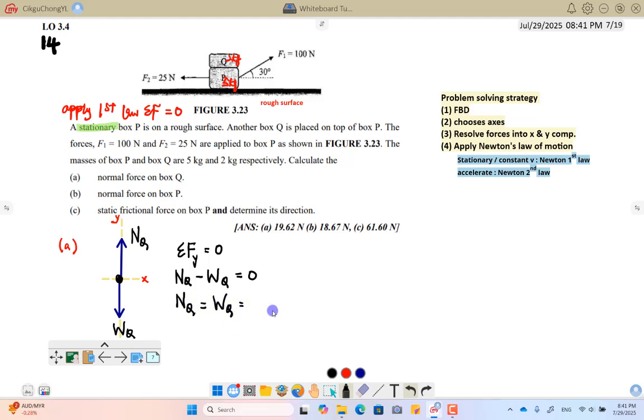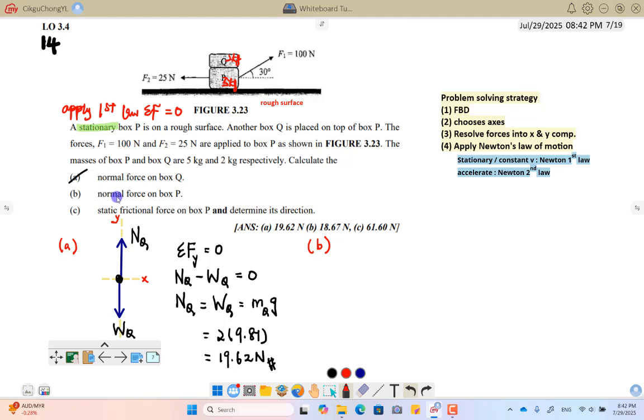So how do we calculate the weight? Weight will be the mass of box Q multiplied by g. The mass of box Q is 2 kg, and g is 9.81. So we will get the normal force acting on box Q as 19.62 Newton. Okay, done with question A, then we move on to question B.